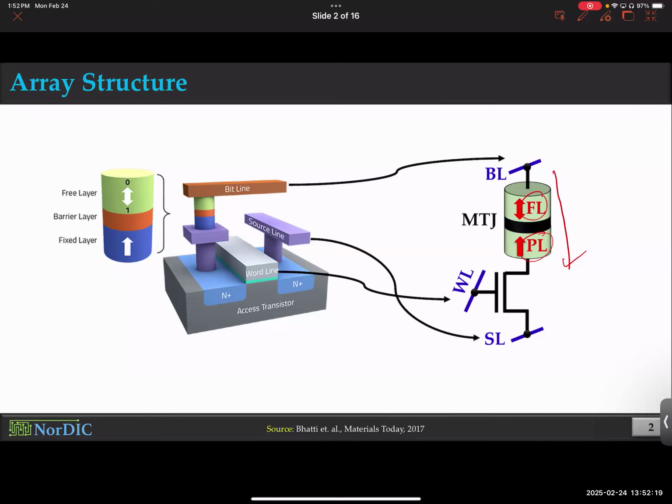So for write operation, you needed current flow from one direction or the other, depending on which type of switching you were after. For read, you also needed current to flow through the free layer and pin layer both. This is an important point. Both of these magnetic layers will have to experience current flow through them.